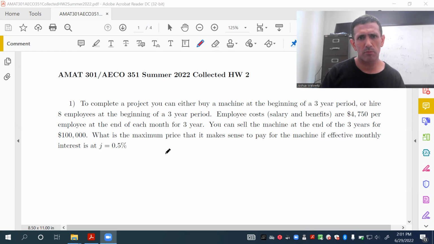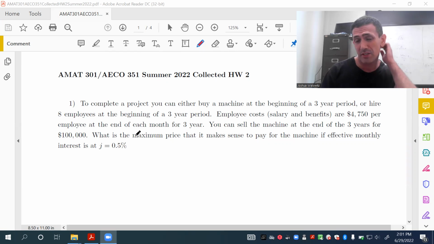What is the maximum price that it makes sense to pay for the machine if we're working with an effective monthly interest rate of 0.5%? All right, so this is going to be, like in the lecture, an equation of value. We're going to set the machine costs time valued to be the employee costs time valued.